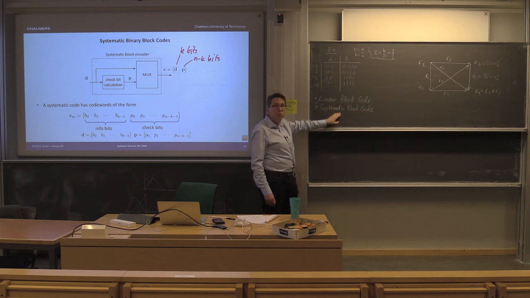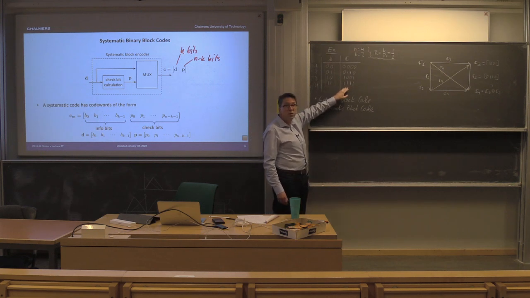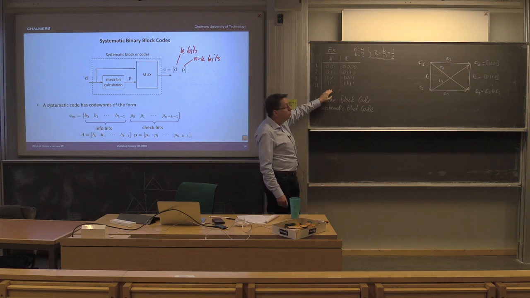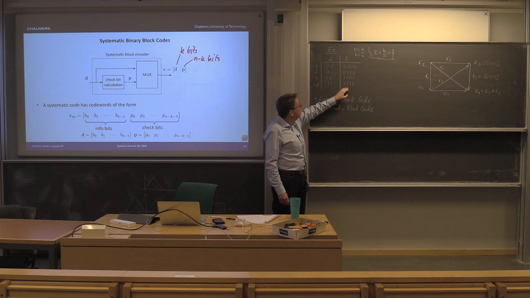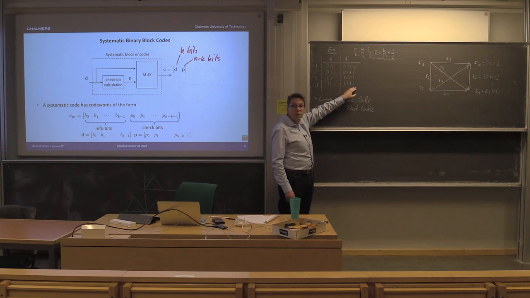And we talked about systematic block codes, and systematic block codes is when the first bits in the code word are equal to the input to the encoder. So these are the information bits in the beginning. The last two bits in this case, or the bits that follow the information bits, are called parity bits or check bits.